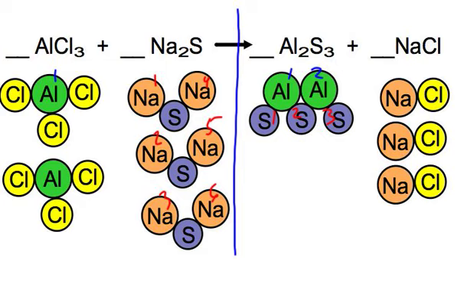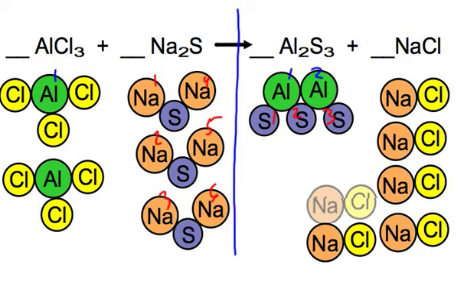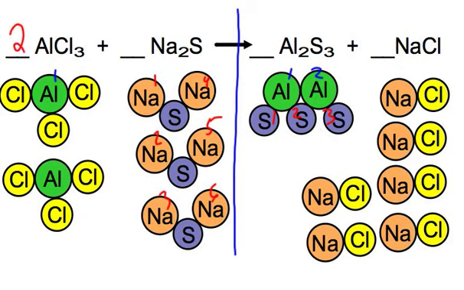It just gets to be a little tedious drawing all these. There's easier ways to do this. But if I look this over, I believe everything is balanced now. Yes, it is all balanced. So anyway, how many AlCl3s are there? There are 2. How many Na2S's are there? There are 3. Only one of these, 6 NaCl's.